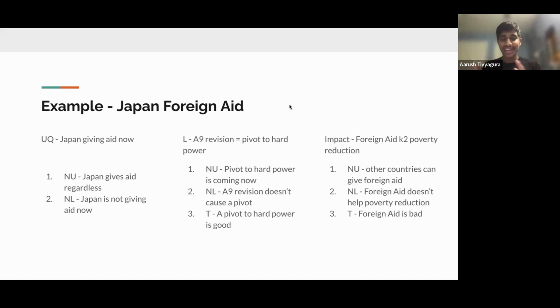Japan is going to give aid anyway, right? Because again, even if you don't have evidence for that, you can say, hey, judge, they themselves tell you Japan giving aid has brought it allies and brought it soft power. That means they're going to keep giving aid regardless, right? And this is an important thing to think about because often people's uniqueness will connect to their impact.